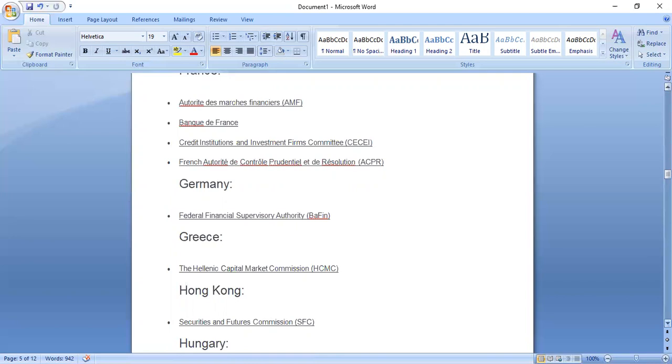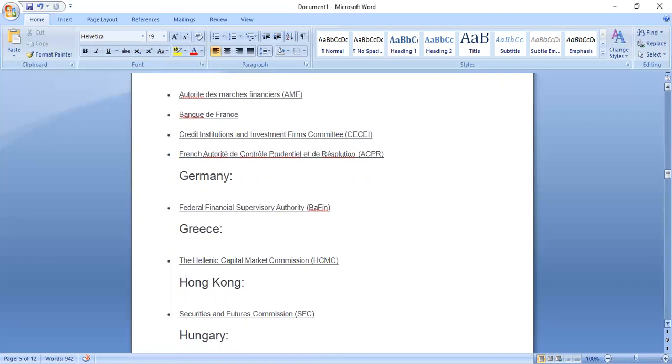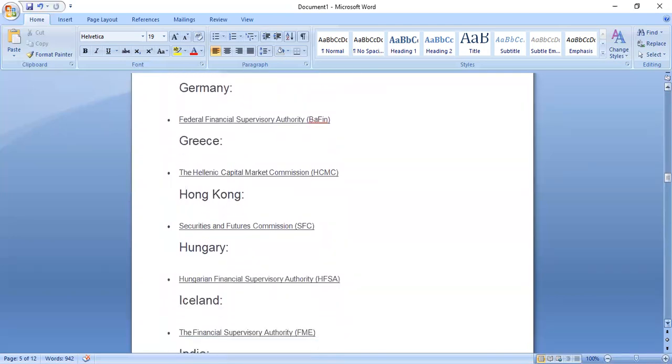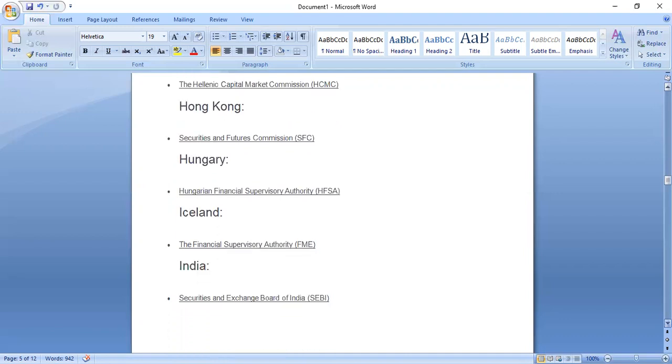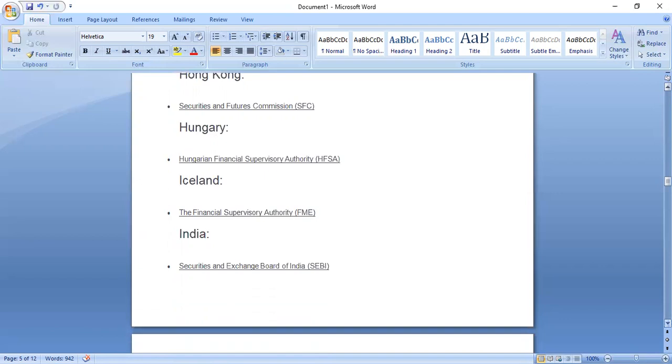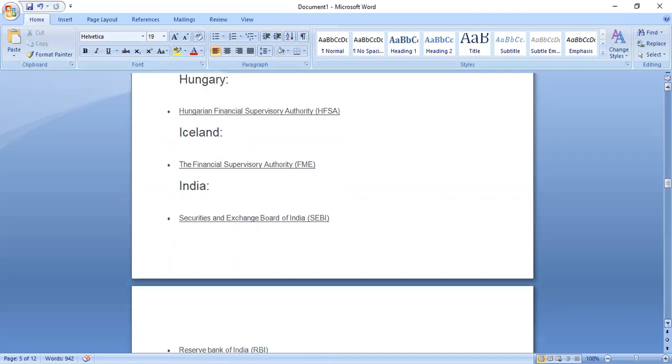In Germany, we have the Federal Financial Supervisory Authority, which is the BaFin. If you sign up with any broker from Greece, we have the Hellenic Capital Market Commission, HCMC. Hong Kong, any broker from Hong Kong should be regulated by the Securities and Futures Commission, SFC. In Hungary, we have the Hungarian Financial Supervisory Authority, that's the HFSA. Iceland, we should have the Financial Supervisory Authority, which is the FME.